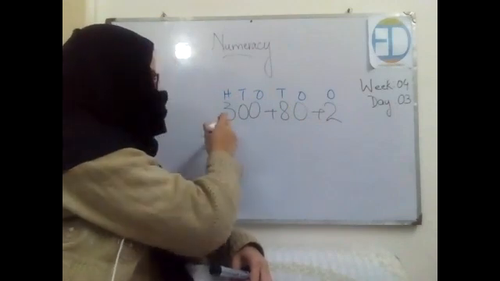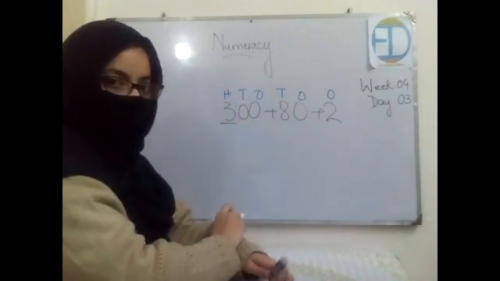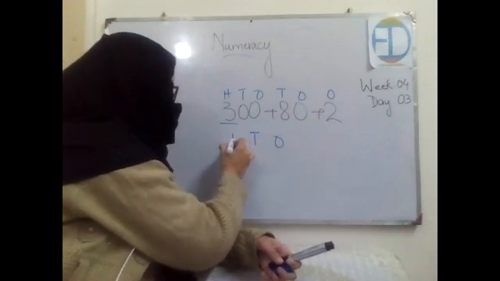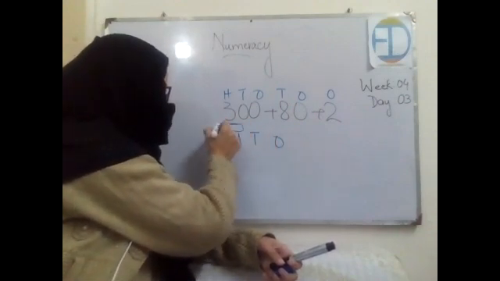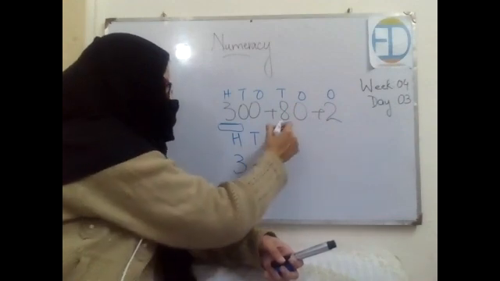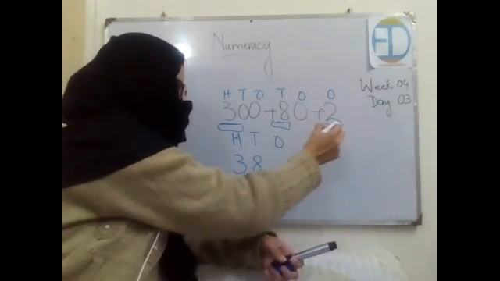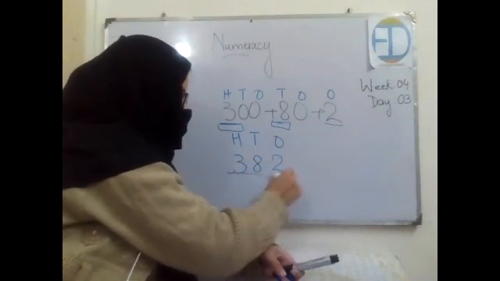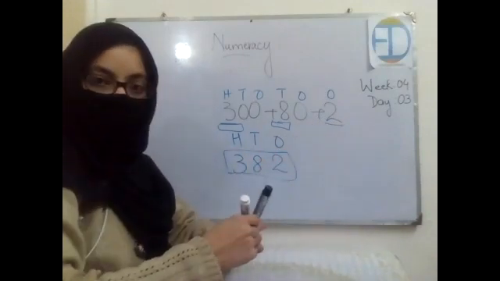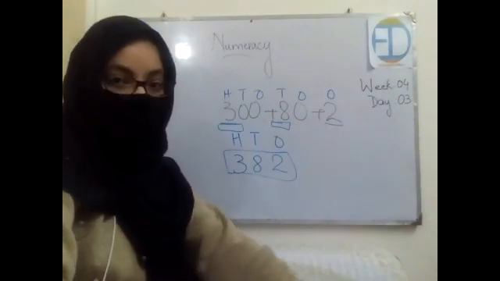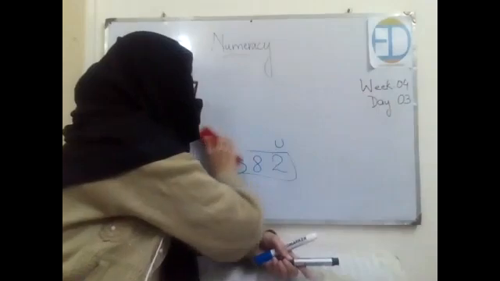Now what is the highest place? 3, right? Which is at hundreds. So first write this over here. Now what is the number at hundreds place? 3. What is at tens place? 8. And what is at ones place? 2. So the number is 382. Got it? Should I solve the next one for you, or will you do it by yourself?